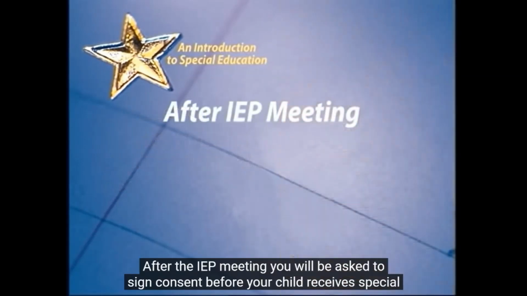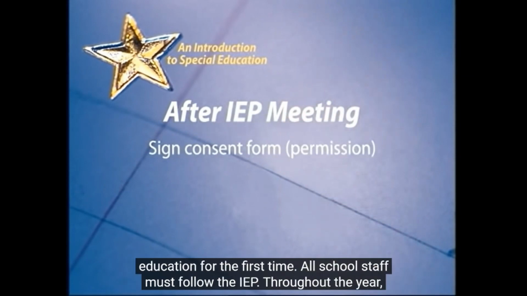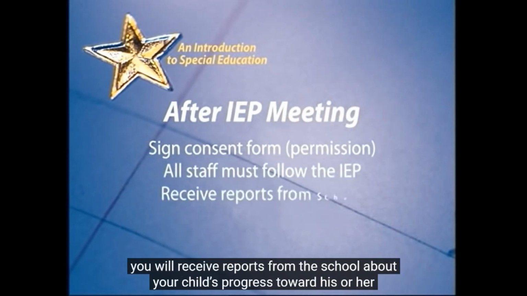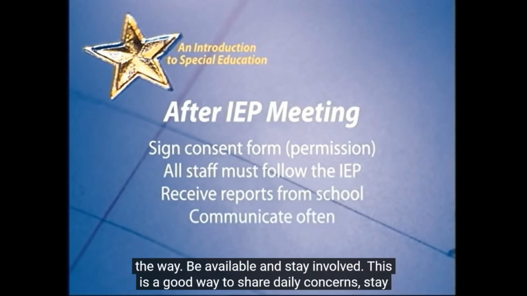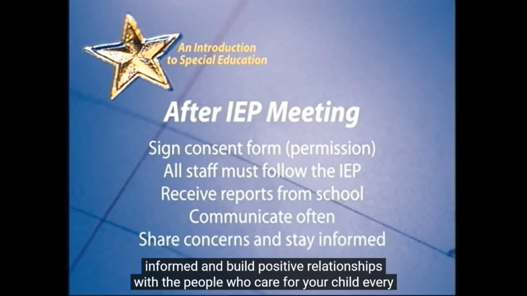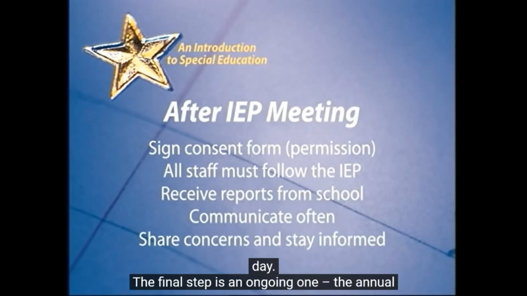After the IEP meeting, you will be asked to sign consent before your child receives special education for the first time. All school staff must follow the IEP. Throughout the year, you will receive reports from the school about your child's progress towards his or her IEP goals. However, your child's teachers will also want to communicate with you along the way. Be available and stay involved. This is a good way to share daily concerns, stay informed, and build positive relationships with the people who care for your child every day.